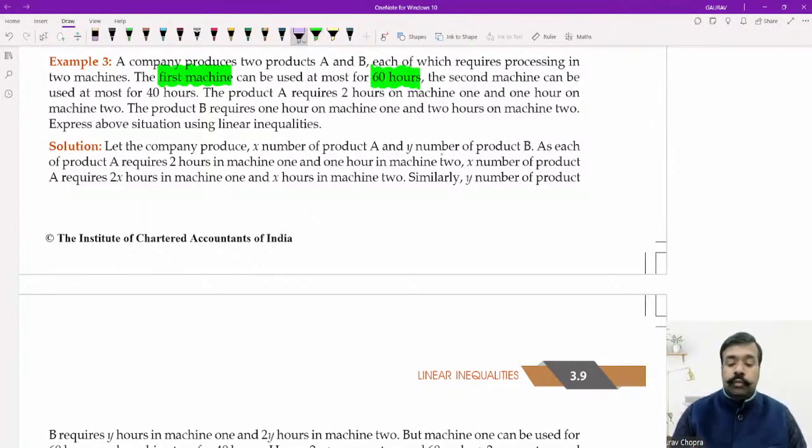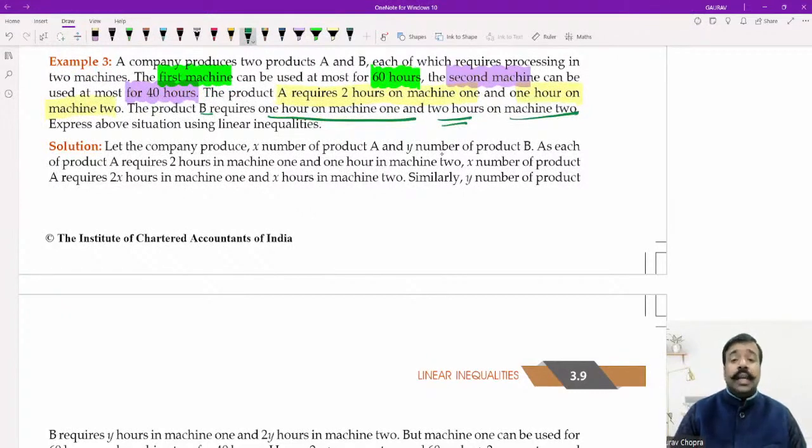Now, what is the limitation for the second? The second machine can be used for at most 40 hours. So this is the limit for the second machine. Now let us go to the product. Product A requires 2 hours on machine 1 and 1 hour on machine 2. And B requires 1 hour on machine 1 and 2 hours on machine 2.